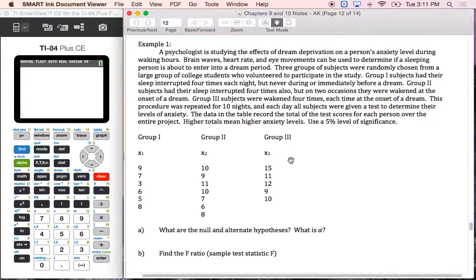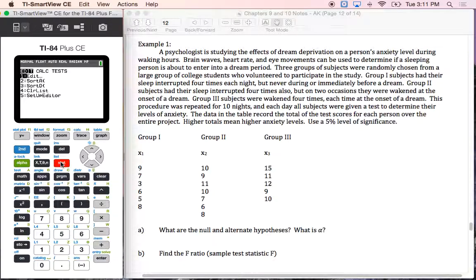This procedure was repeated for 10 nights, and each day, all subjects were given a test to determine their levels of anxiety. The data in the table record the total of the test scores for each person over the entire project. Higher totals mean higher anxiety levels. Use a 5% level of significance. So first off, plug those into your L1, L2, and L3. So stat, we've got our edit, go up and clear. So I've got 9, 7, 3, 6, 8.